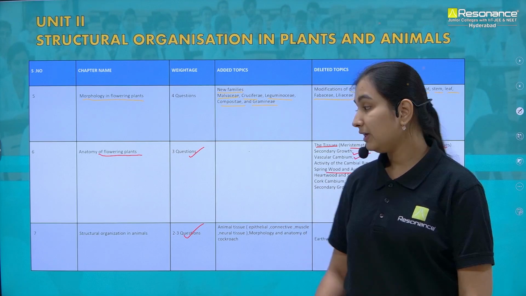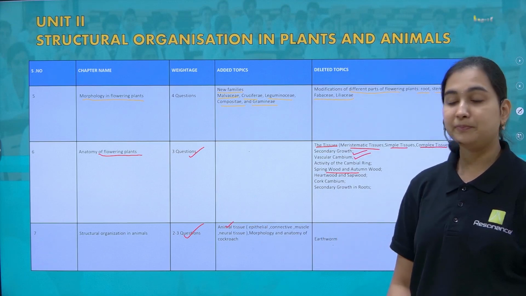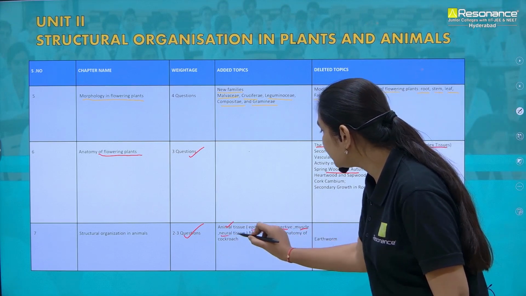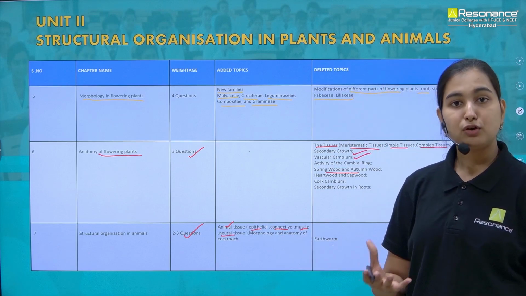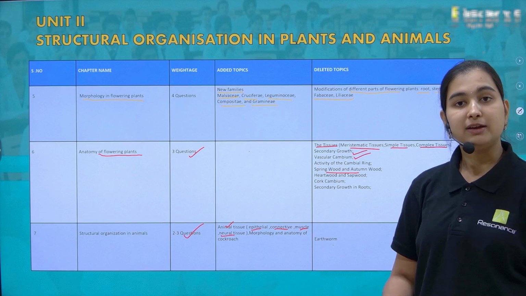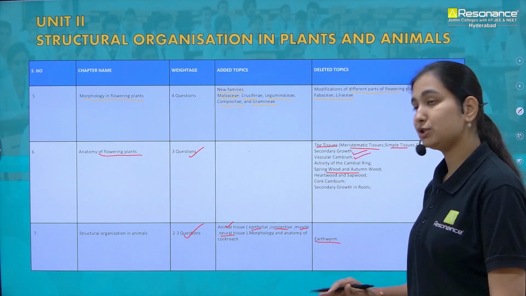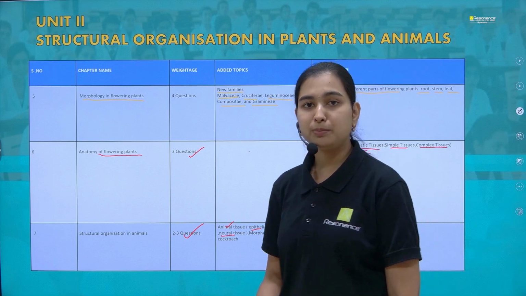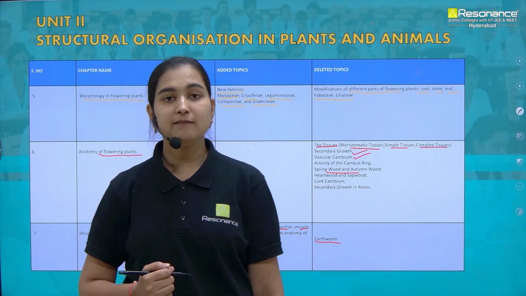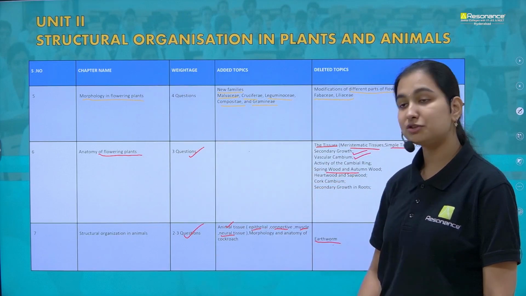So here we have the tissues part. The tissues include the epithelial, connective, muscular and neural tissue. Apart from that, we also have the morphology and anatomy of the cockroach. Okay, now what we should not read? The earthworm. The earthworm is something which is deleted. You need not prepare or read about the earthworm. Fine. So these are the topics in the morphology, anatomy and structural organization.